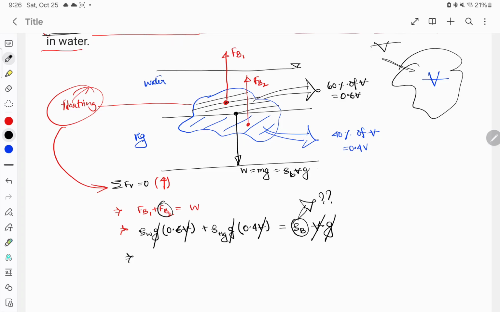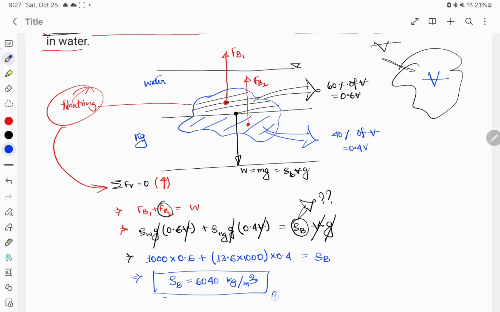Okay, so what is remaining? This is the density of the body. Density of water, we know, is 1000 into 0.6, plus mercury's specific gravity, which they have given, into the density of water, which will give you the density of mercury, into 0.4. So the density of the body will finally come out to be 6040 kg per meter cube, and this concludes our question. This is the final answer.